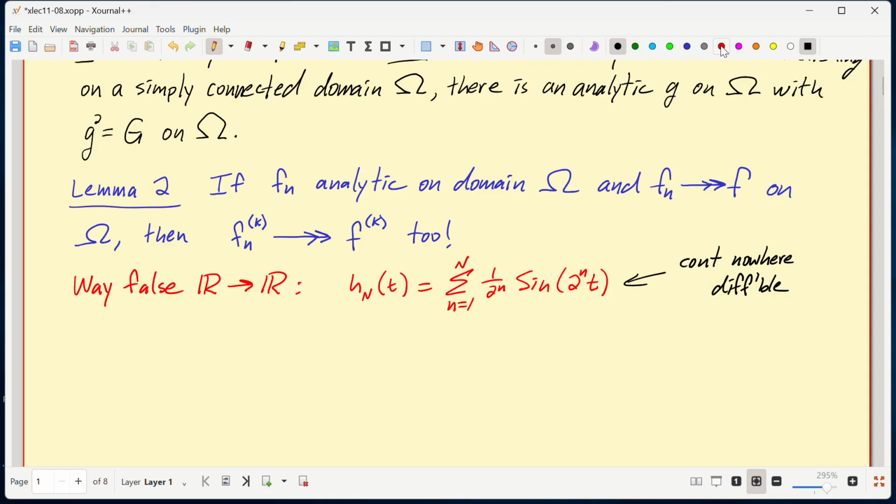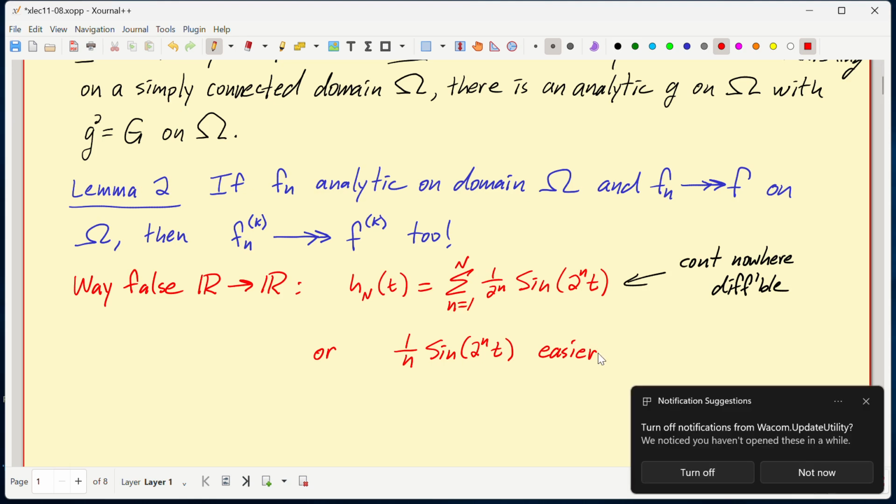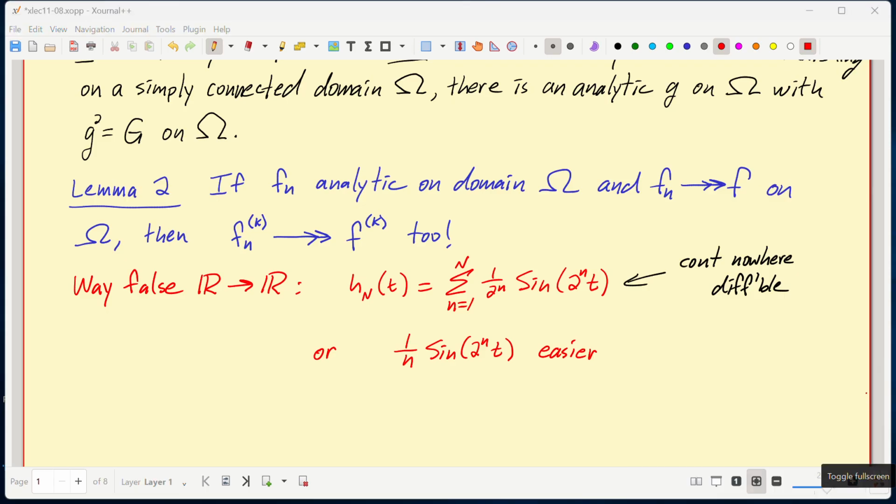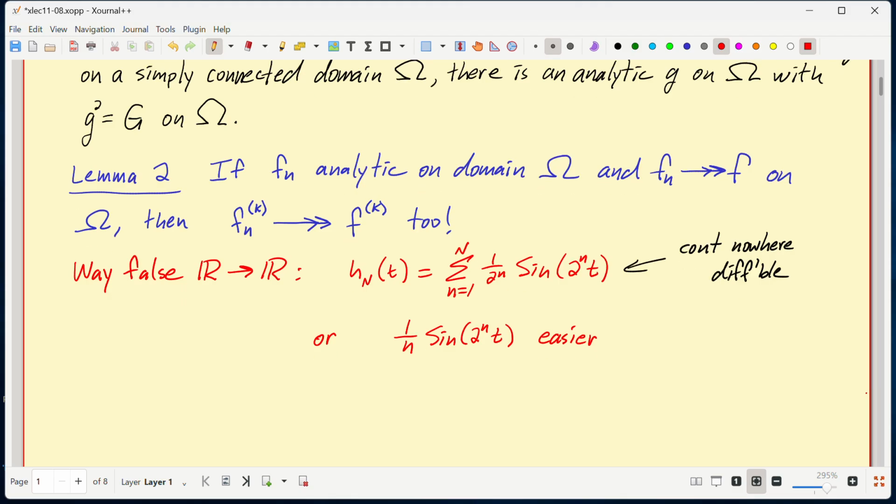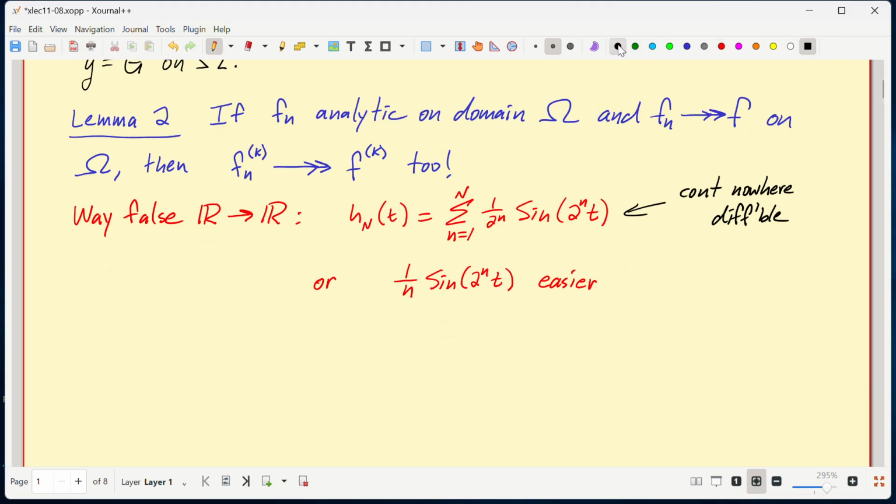Or how about just 1 over n sine of 2 to the n t? It's easier to see that those derivatives don't converge uniformly in spite of the function converging uniformly to the zero function. Okay, the proof of that's just the Cauchy integral formula.